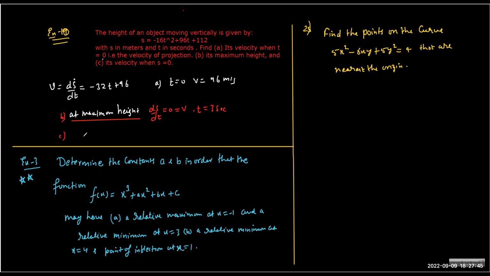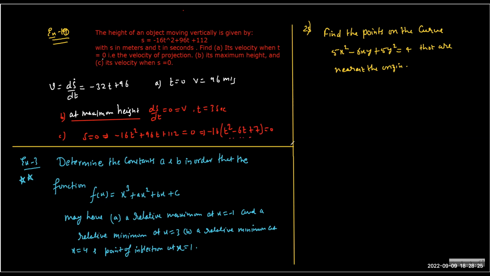The C part is the velocity when displacement is 0. So you need to first solve the quadratic to find when it is 0. s equals 0 implies minus 16t squared plus 96t plus 112 equals 0. We can take 16 as common, so t squared minus 6t minus 7 equals 0. Now you can solve this quadratic, right?